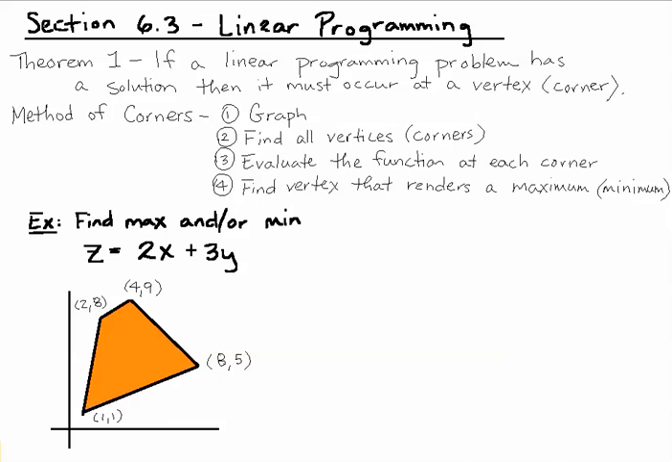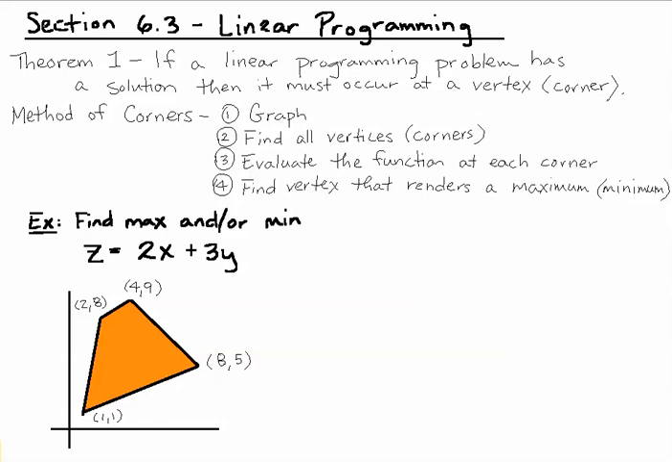In section 6.2, we learned how to set up a linear programming problem. And so in section 6.3, this is where we learn to actually solve the linear programming problem. We know that we can solve this type of problem using the concept of Theorem 1, which says that if a linear programming problem has a solution, then it must occur at a vertex, or in other words, a corner.